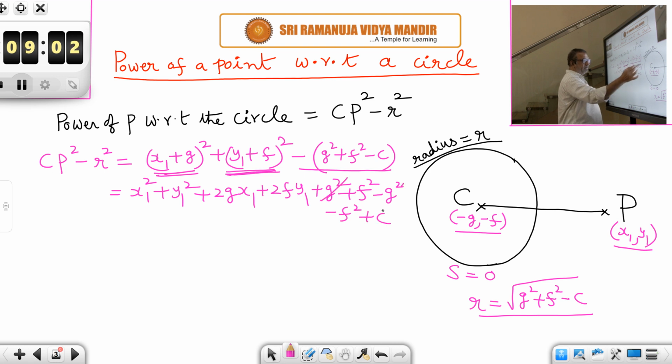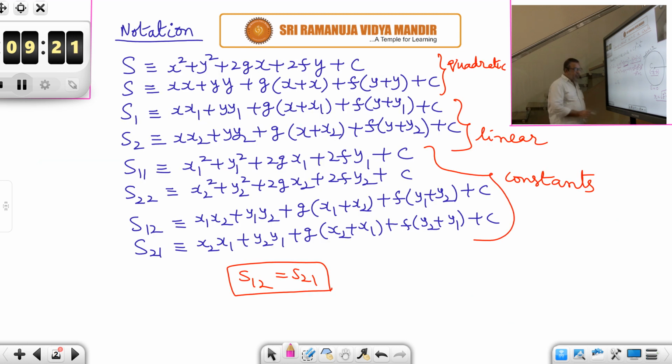So g square is gone, f square is gone. So what are you having now? X1 square plus y1 square plus 2gx1 plus 2f(y1) plus c. And according to our notation, it is simply S11. Is it not? See the earlier notation? Go to the back page. S11: x1 square plus y1 square plus 2gx1 plus 2f(y1) plus c is denoted by the symbol S11.